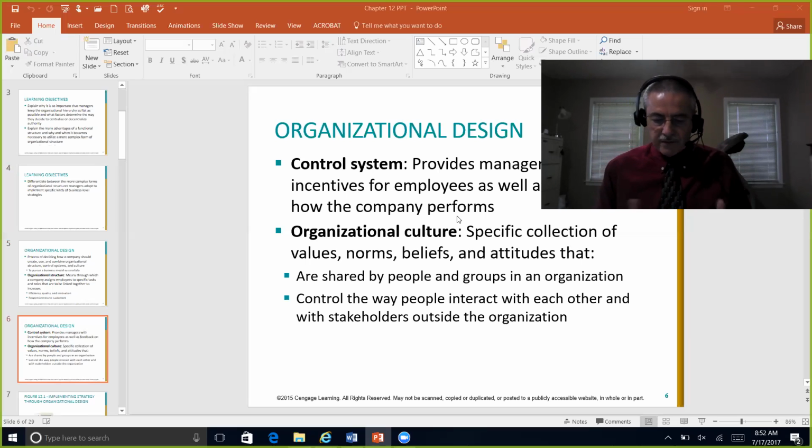Equally important that goes along with the control system is organizational culture. Organizational culture, part of that organizational design, is the specific collection of values, norms, beliefs, and attitudes that are shared by the employees and groups within the organization. It's really about how the organization does its business each and every day. It's the way that company is going to be doing something.